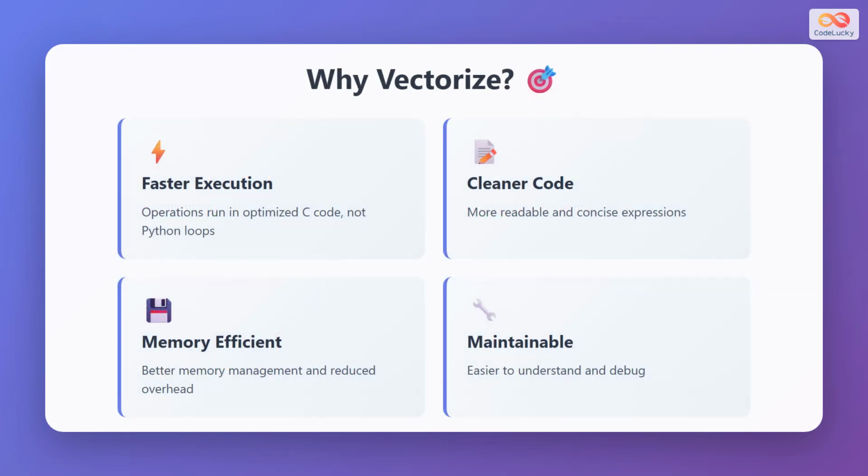There are 4 compelling reasons to vectorize your code. First, faster execution. Operations run in optimized C code rather than slow Python loops. Second, cleaner code. Vectorized expressions are more readable and concise. Third, memory efficiency. NumPy manages memory better and reduces overhead compared to Python loops. And fourth, maintainability. Vectorized code is easier to understand and debug, making your codebase more maintainable in the long run.